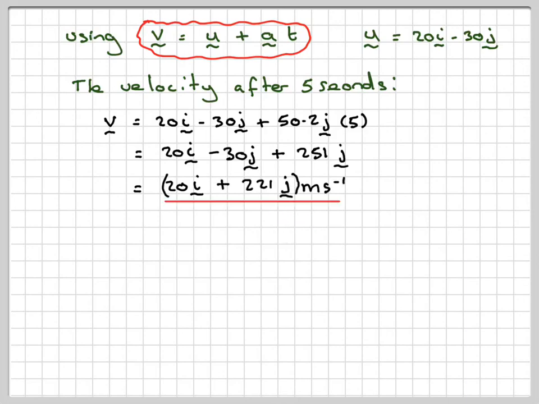221j meters per second. So this has been a video to show you how to find the velocity of a particle moving vertically upwards using vectors. I hope you've understood, and I thank you very much for watching.